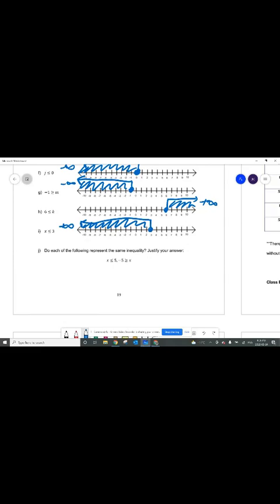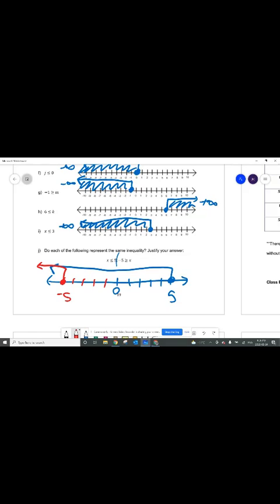Now, I mean J. Do each of the following represent the same inequality? Justify your answer. So we have two choices. X that is smaller than 5. So I'm just going to put 1, 2, 3, 4, 5. Actually, it says smaller than or equal to. So this is my representation. The other condition, I'm going to choose red. It says smaller than or equal to negative 5. Also solid. And there you go.